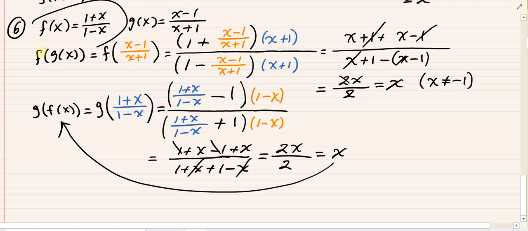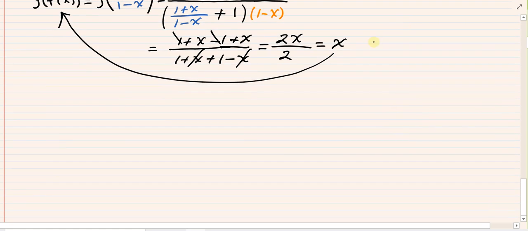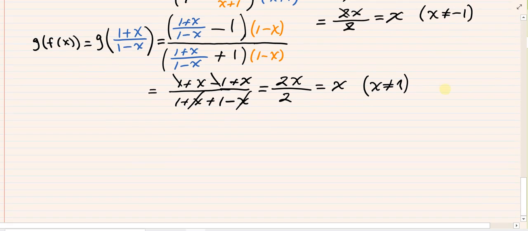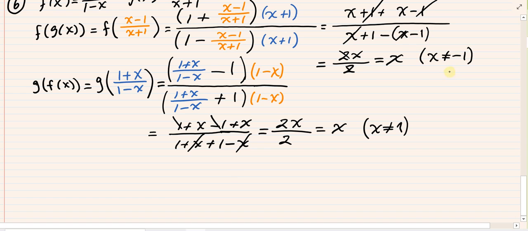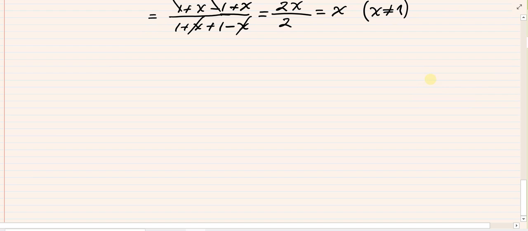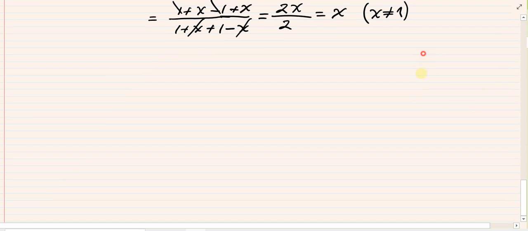And the domain of f of x is everything but 1. So x cannot be 1. You see how that works? So it's not just that f of g of x is x and g of f of x is x, regardless of the domains. Gotta be careful here. You see that? Alright, so there's the answer to exercise number 6.